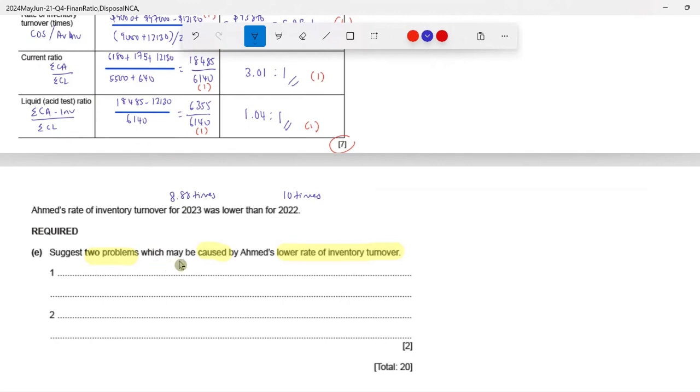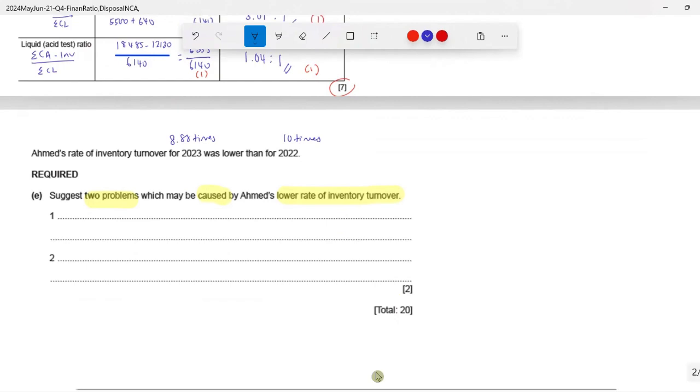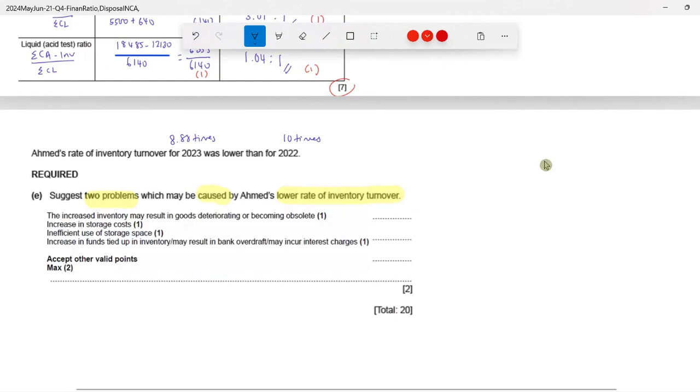Suggest 2 problems which may cause Ahmad's lower rate of inventory turnover. This is the sample answer. Each correct answer will be awarded 1 mark to a maximum of 2 marks. Right? So if you give good answers, more than 2, you're still awarded a maximum of 2 marks. So any points that are valid and reasonable, that may cause lower inventory turnover, that may cause inventory to sell slower, may be accepted. That's the end of the question.